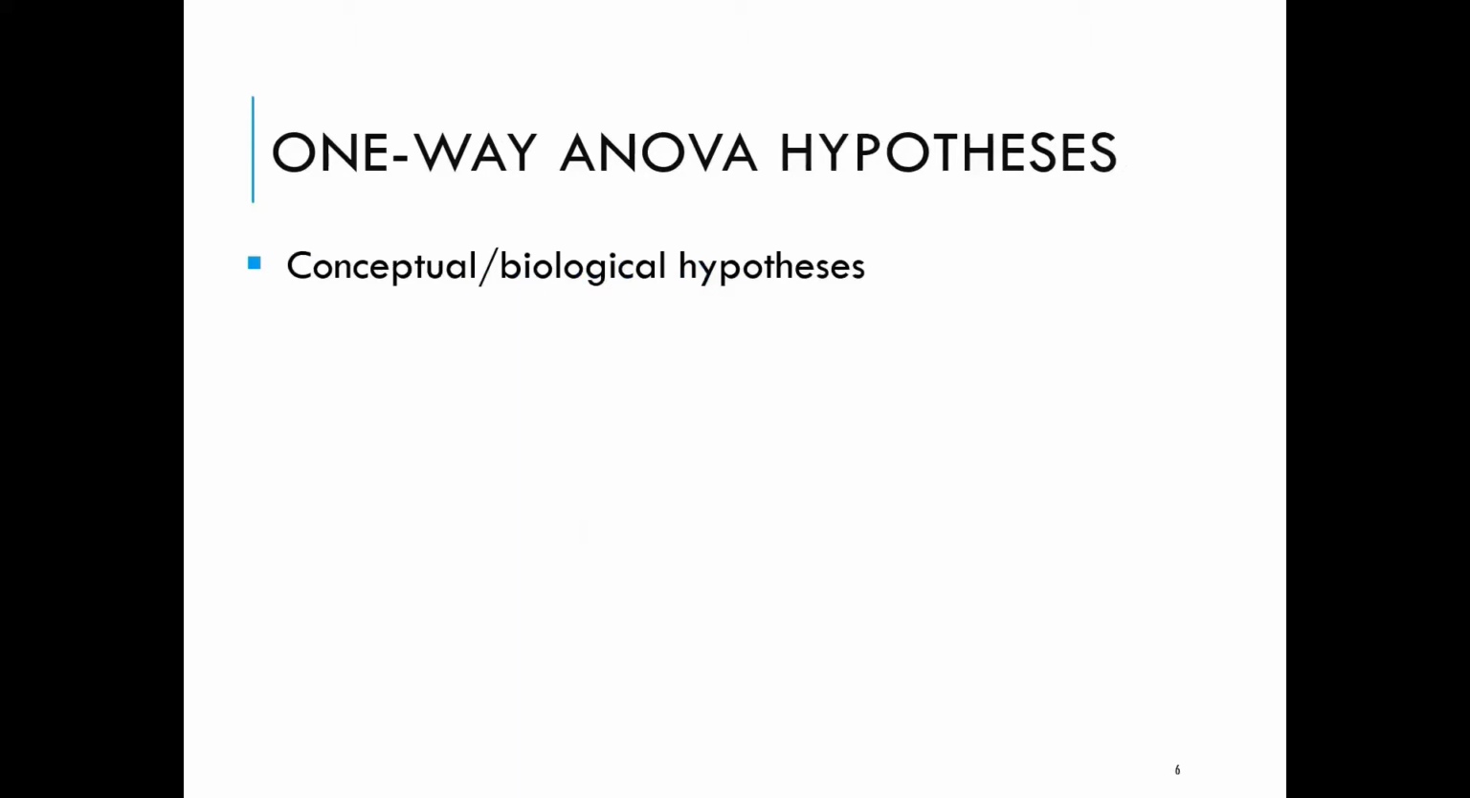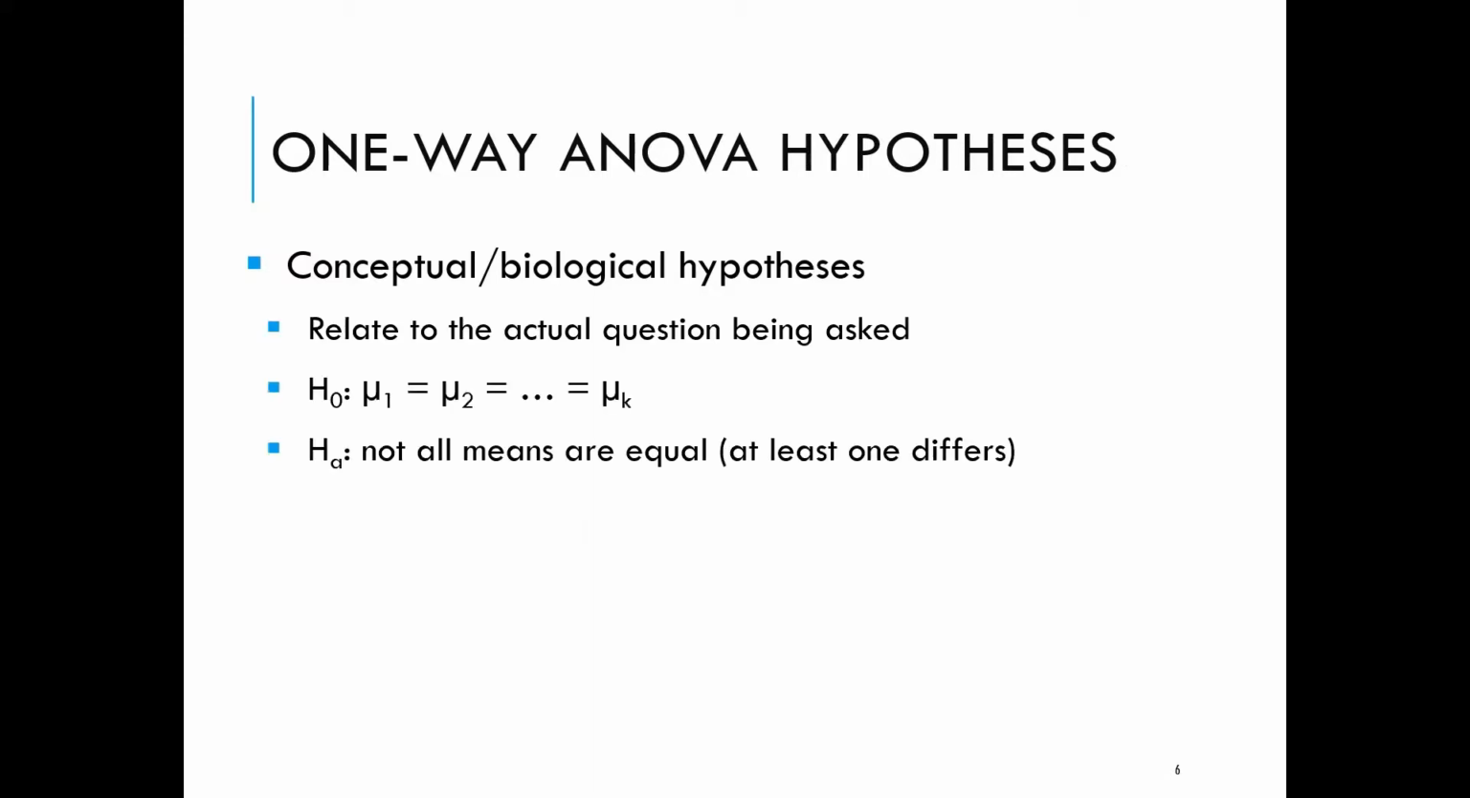There are two sets of hypotheses for the one-way ANOVA. First, we have the conceptual or biological hypotheses. These relate to the actual question being asked about the data. The null hypothesis is that the means of each group, whether there are 3, 4, or 50, are all equal. The alternative hypothesis is that not all the means are equal, or at least one differs from the rest.